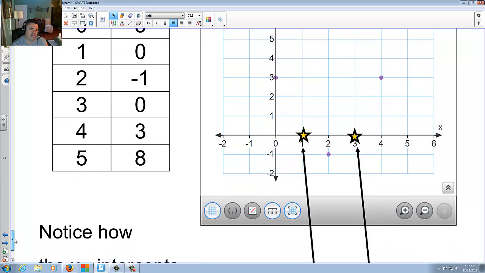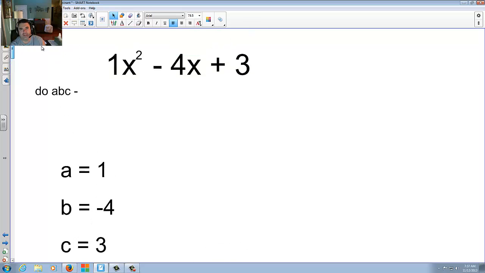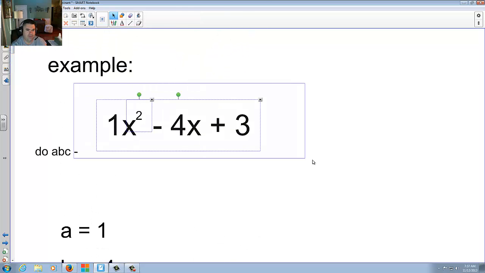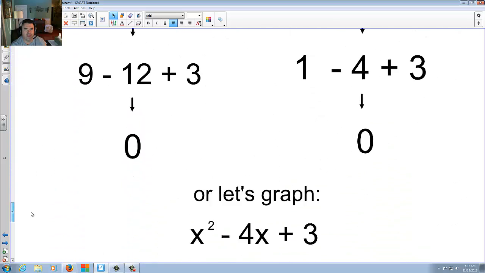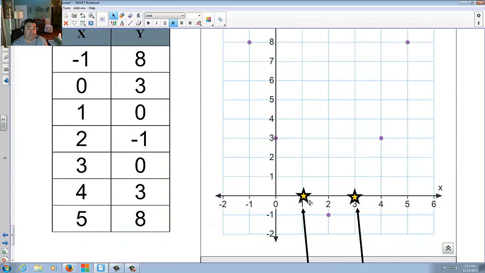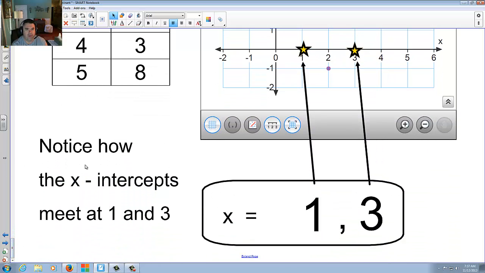I don't need you to graph it all, but my point is if you take it all the way from the beginning, this guy here, that when you find out how many solutions there are, you come all the way back down here and say, well, I can see that they go through the intercept twice. And that's how you know. Notice how the x-intercepts meet at 1 and 3. That's true.